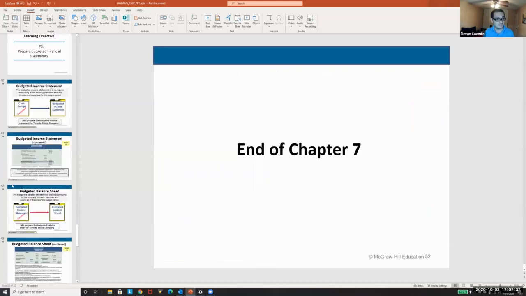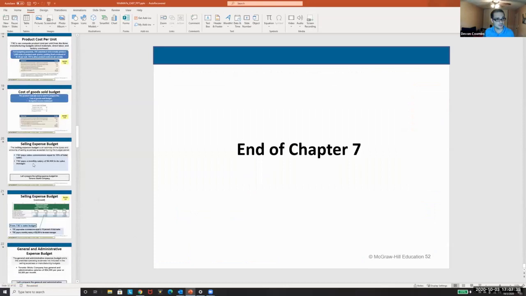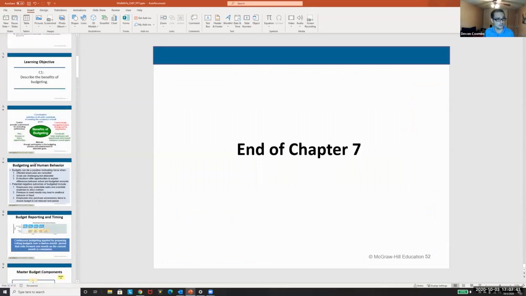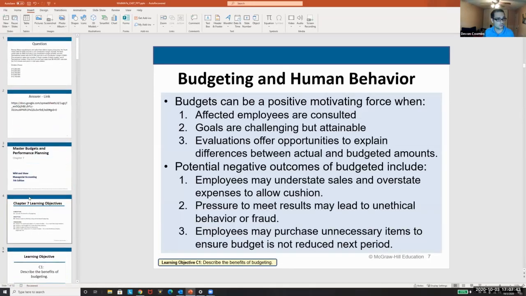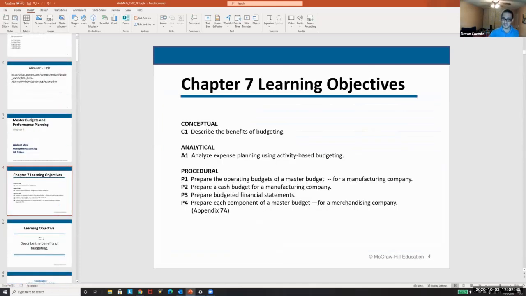So that's it. That's budgeting, a master budget. We went over it pretty quickly, right? I want to just go over our learning objectives to see that we did cover everything. We described the benefits of budgeting as well as the cons. We analyzed expense planning using activity-based budgeting. And then we discussed the master budget, the cash budget, budgeted financial statements, and each component of the master budget for a merchandising company and a manufacturing company.